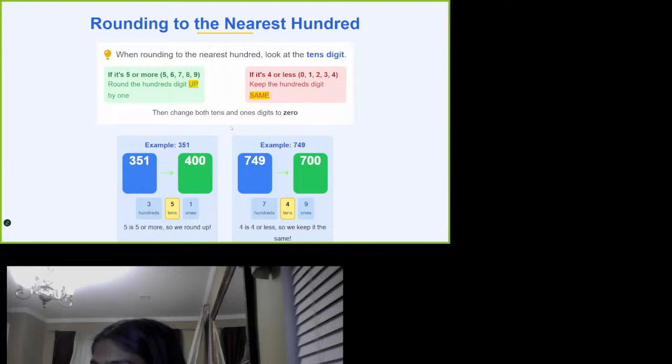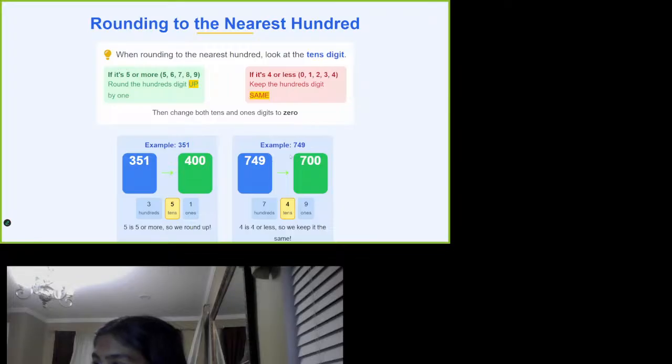So, for example, you have 351. So if you want to round this to 100, then you will have to look at the tens place. And since this is 5, then you will have to round up, which makes this 400 since it's higher. So the tens place made it 400.